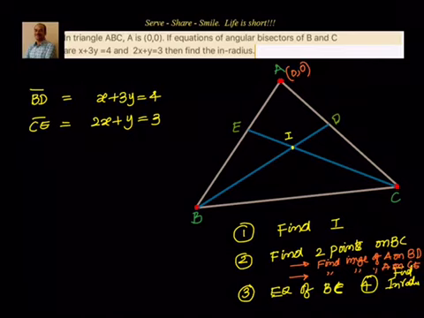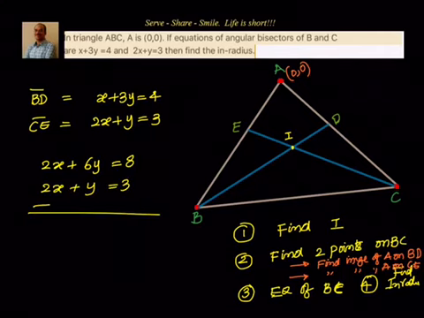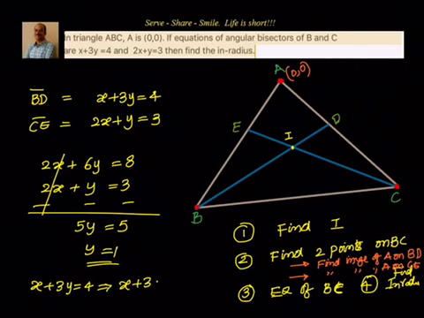So I will do the elimination method. I will take the first one and multiply it by 2, so that I get 2x + 6y = 8. The second equation is 2x + y = 3. We do subtraction. 2x cancels. We get 5y = 5. That means y = 1. Once I get y = 1, I can substitute in x + 3y = 4. That gives me x + 3 into 1, 3, equal to 4. That means x = 1. So we found out that the coordinates of I are (1, 1). We can go back and write that down: (1, 1).